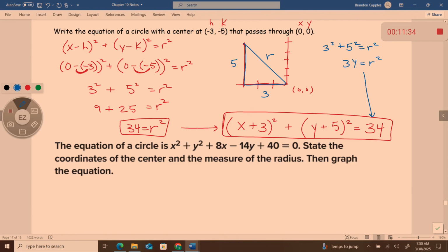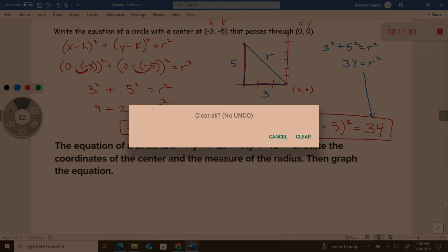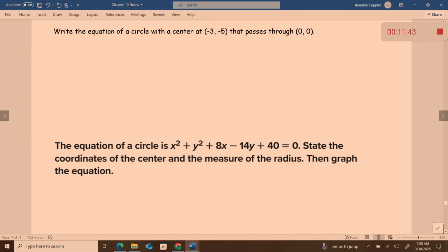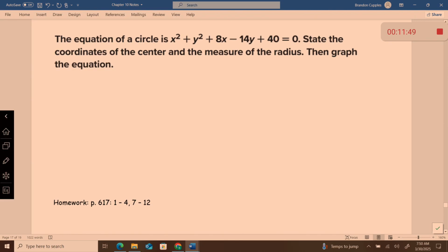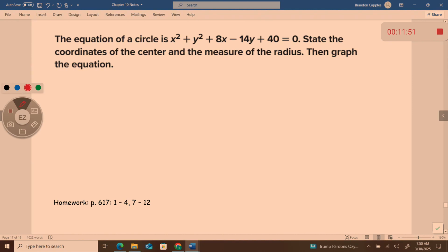Now, this last one, I'm going to show you 2 different ways you can solve this last one. One way is by completing the square, okay? And this is, let me read the problem to you, and I'm going to take you back to last year. This is something you talked about last year in Algebra 1. You're going to talk about a lot more in Algebra 2.